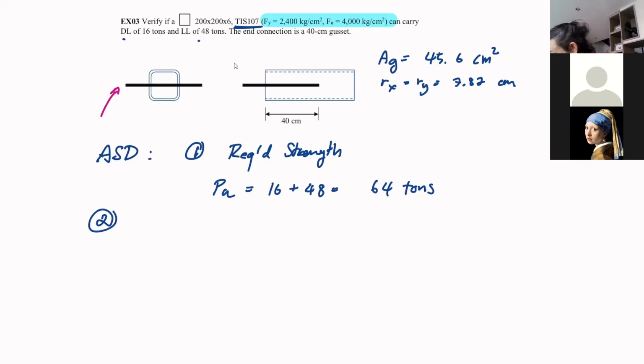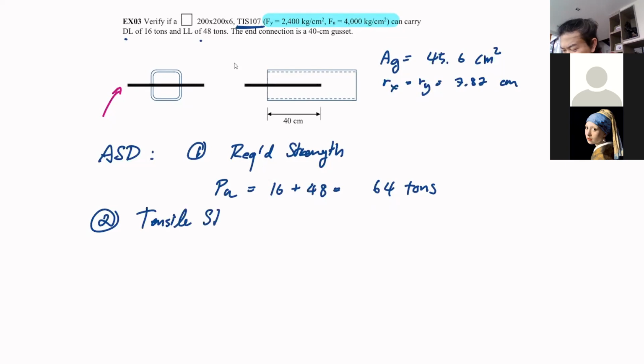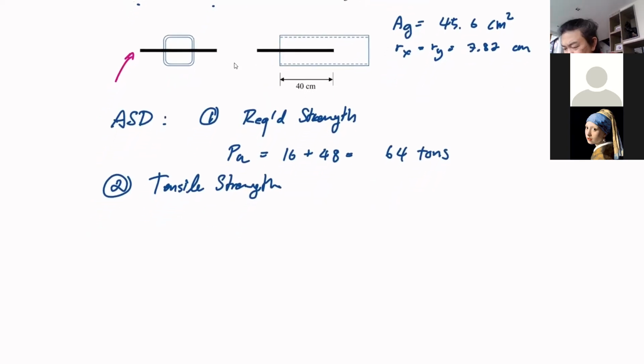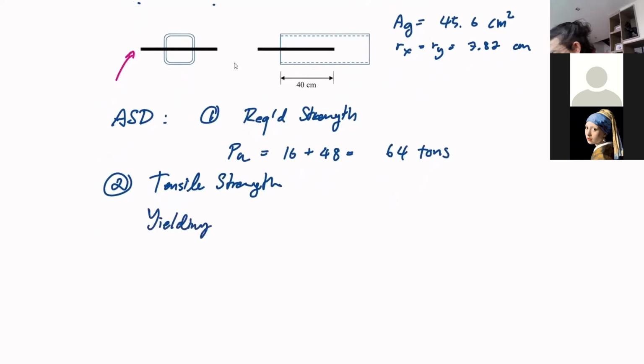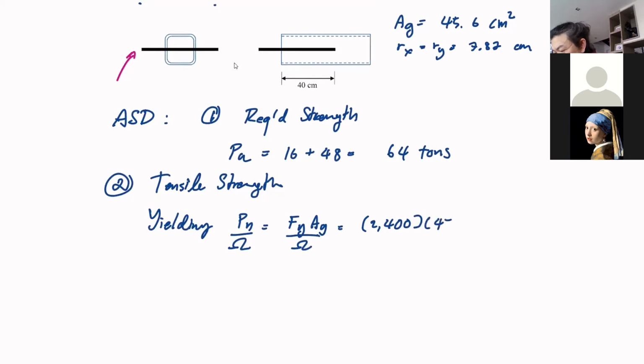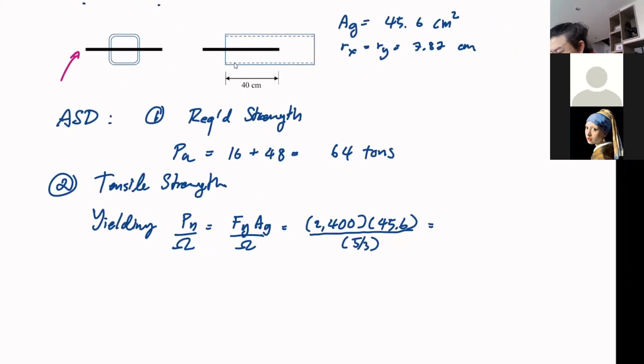Now we have the yielding, right? The second stage, the tensile strength. Yielding. The P nominal over factor of safety would be Fy AG over factor of safety. So that would be 2400 multiplied by AG, which is 45.6, divided by 5 over 3. And this is equal to 109 on top divided by 5 over 3. And this is in tons, okay? So that is 65.4 tons.